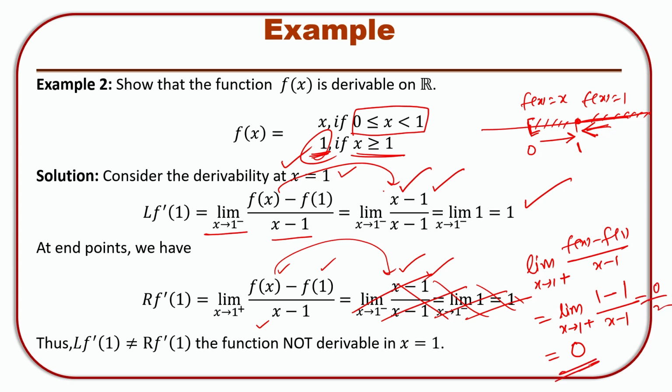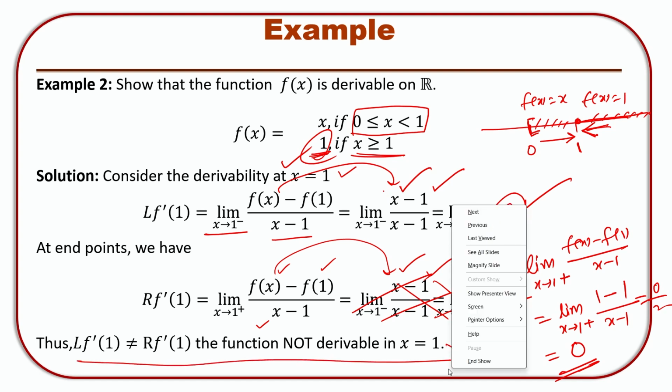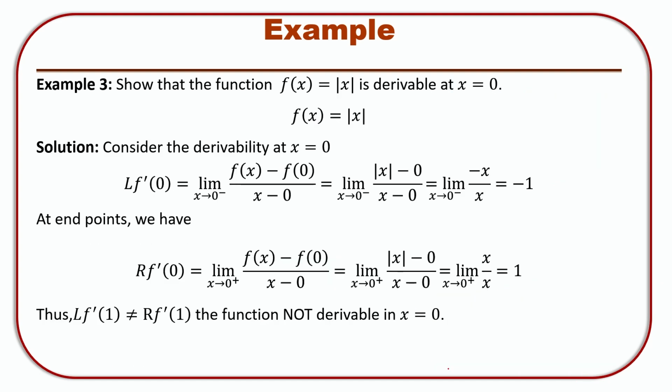So as you can see here, it is not derivable because the right hand limit, or right hand derivative, at 1 is equal to 0, but the left derivative is equal to 1, right? So these are not equal, and hence the function is not derivable, right? Similarly, look at modulus of x.